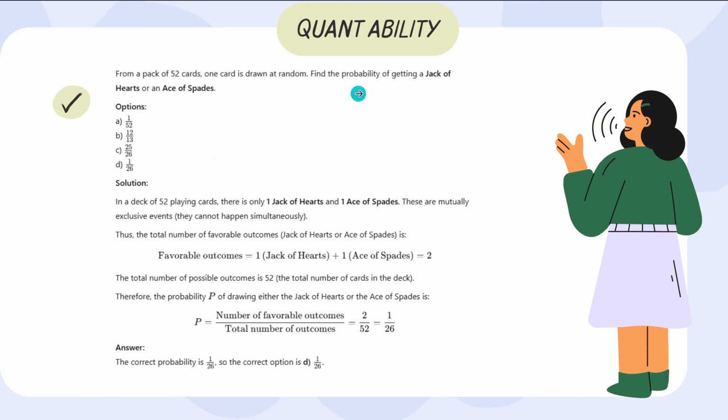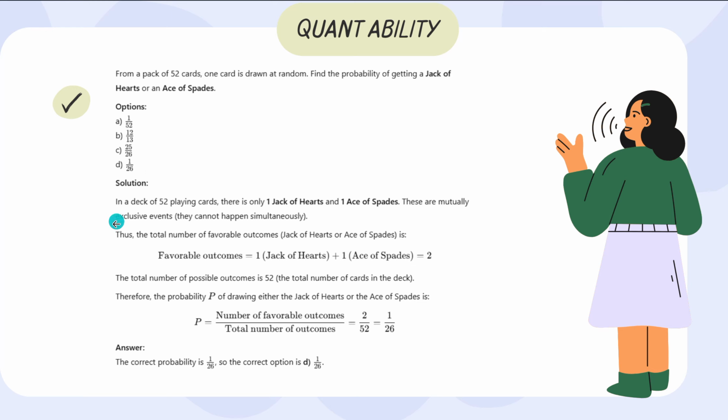And this is from quantitative ability. From a pack of 52 cards, one card is drawn at random. Find the probability of getting a jack of hearts or an ace of spades. Now the answer is 1 by 26.